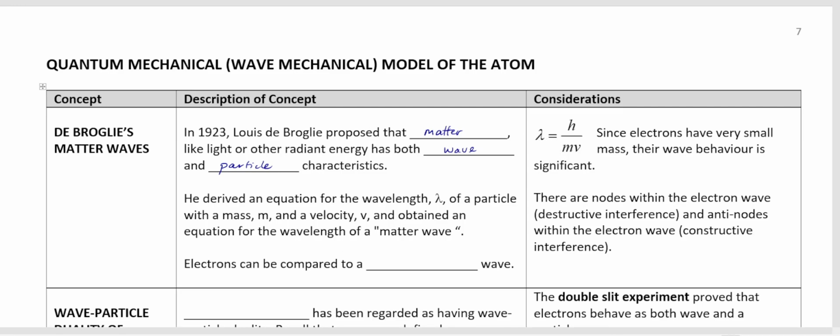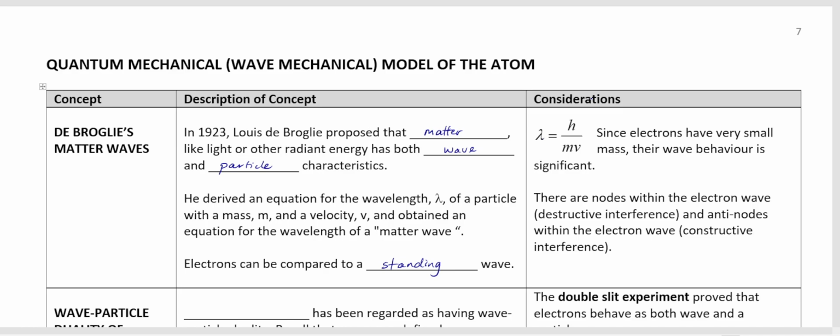So electrons can be compared to a standing wave. Since electrons have very small mass, their wave behavior is significant. Because mass is in the denominator and mass is very, very small for an electron, that makes the wavelength quite large. So it's appreciable.